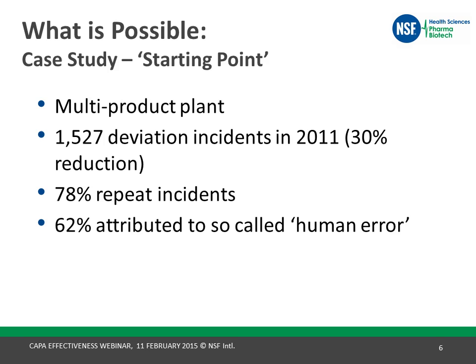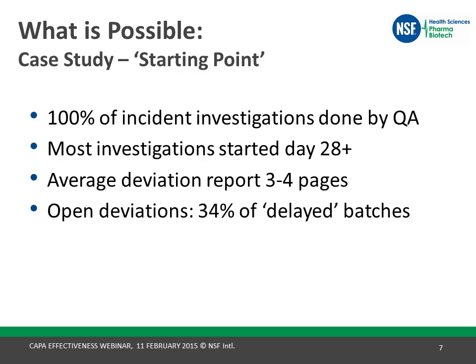Interestingly, when you look at the statistics, 78% of those were repeat incidents. 62% of those were down to human error. And inevitably, when we look at those human error ones, many of them weren't. For those of you who participated in the last webinar, you'll know that we don't believe there is any such thing as human error. Human error is the consequence rather than the cause, the starting point of the investigation rather than the conclusion. But nonetheless, their statistics indicated a lot of these were down to human error.